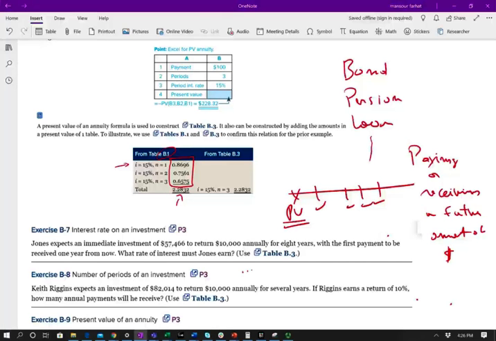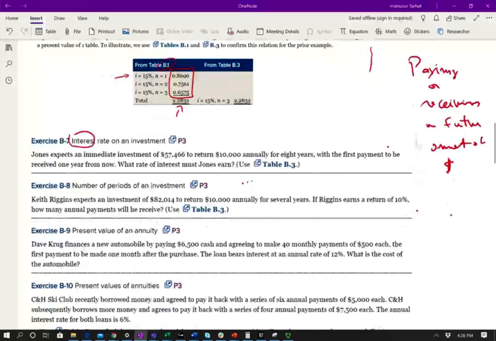Also, sometimes you might be asked to compute the interest. Sometimes you might be asked to compute the period. Sometimes you'll be given the payment, the present value, and the interest rate, and you find the period. And we can do so just like what we did using the tables. Let's work some examples to illustrate what else we can do with the present value table.